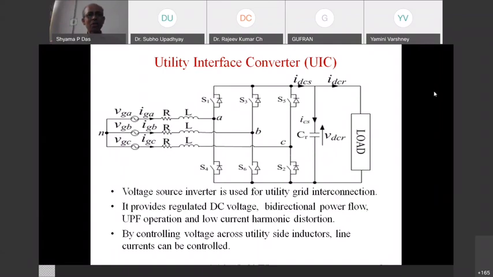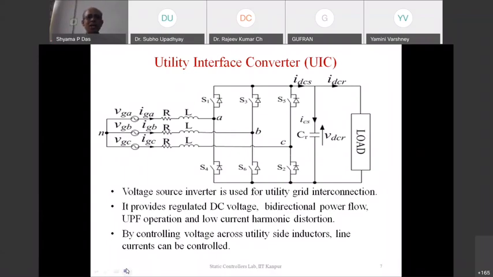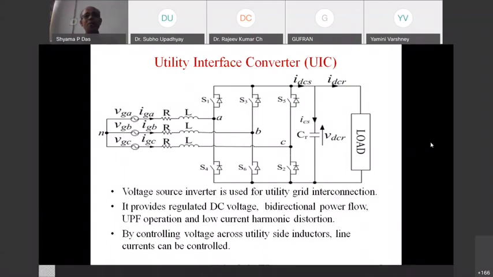The AC inductor on the grid side, or the utility side, which is L, is basically used as a filter to filter out the ripple from the current. And the objective is this: when we are using the utility interface to make our grid more reliable, when we are drawing power from the AC grid, the power should be at unity power factor. It means we are supposed to draw only active power. At the same time, the currents IGA, IGB, and IGC should be sinusoidal in nature, which means they don't have much harmonics.